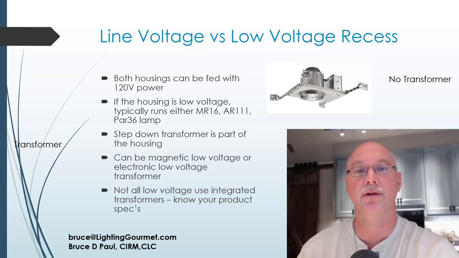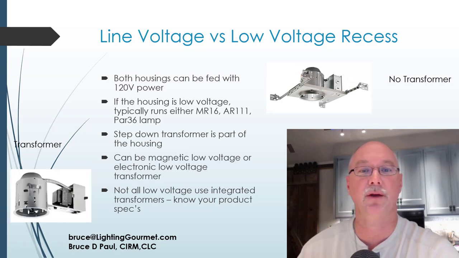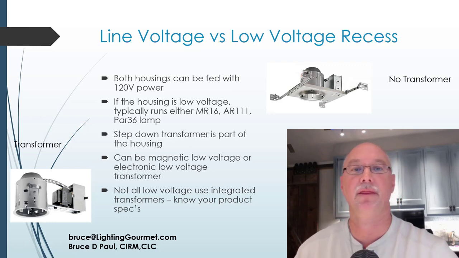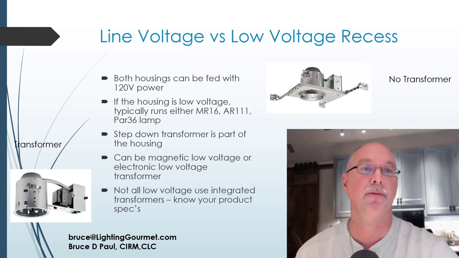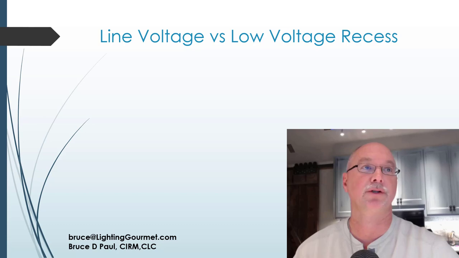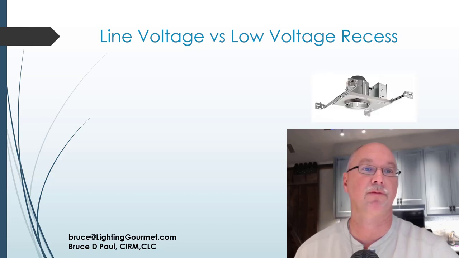If you look at the one on the left side, that's actually a 4-inch can that steps down. There's a little black box there, that's the transformer. It happens to be magnetic, and that converts the voltage so it can run an MR16, for example. And so line voltage versus low voltage, we're covering that.